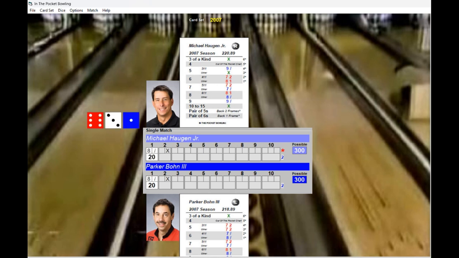Hagan. 6-3-1. That's 10. That's enough for a strike. Third frame is a 2-1-1. Oh, ouch. A 6 and a 2. That was a pocket chart, and he gets only 8, so 46. Didn't do well. Parker throws 5-4-2. That's 11. That's a strike. So Parker Bone takes the lead.